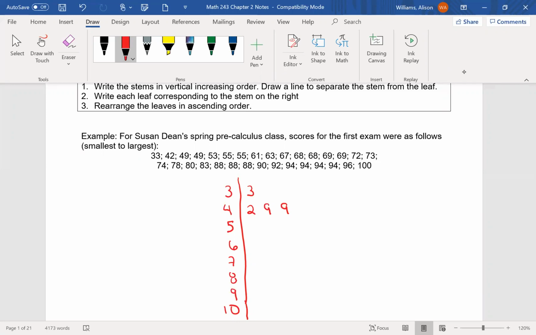For the next one, I'll have 53, 55, and 55. For the 60s, I have 61, 63, 67, two 68s, and then 69 and 69. So what you can see is I'm building all of the numbers up next to the tens place that it's attached to.